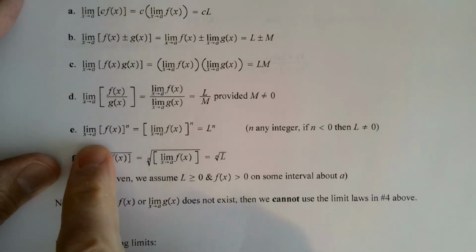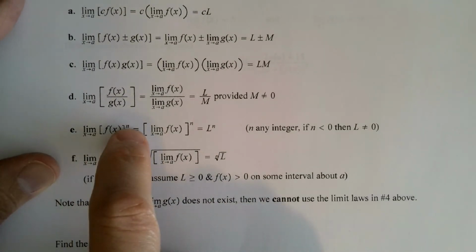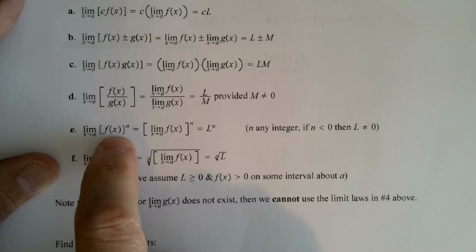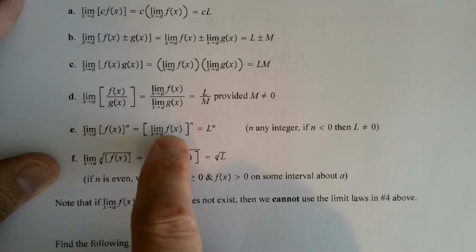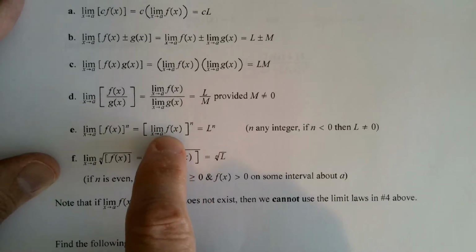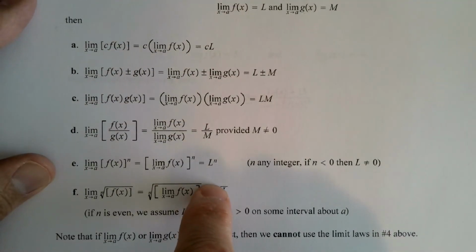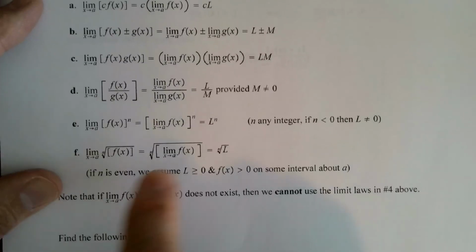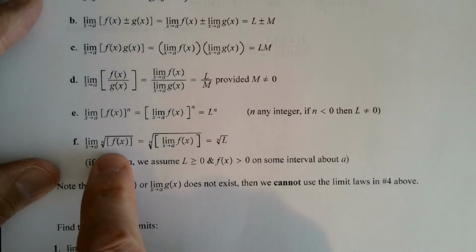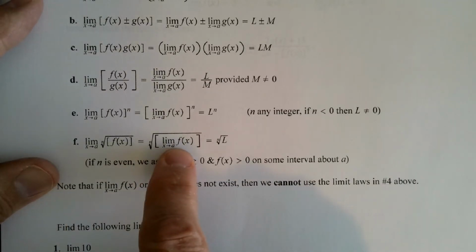E says the limit as x approaches a of a function raised to some power, remember n is some positive integer, so for any power, we can bring the limit inside, right, and take the limit as x approaches a of f of x and then raise it to that power. Of course, the limit as x approaches a of f of x we said was L, and so we're getting L to the n. Okay? And then similarly, if we have the nth root of f of x, the limit as x approaches a of that is the nth root of the limit.